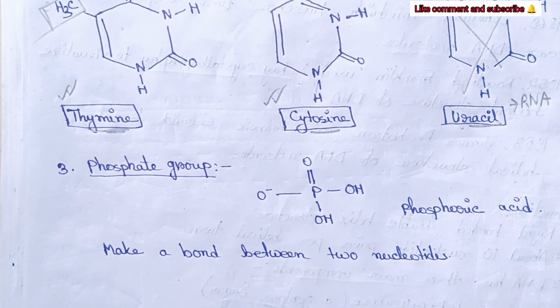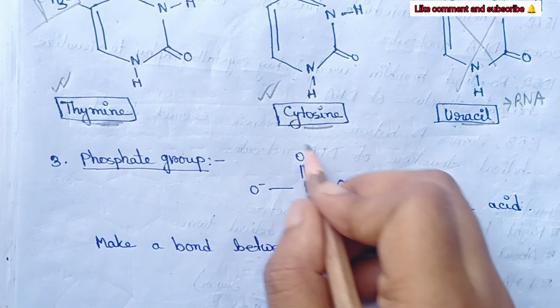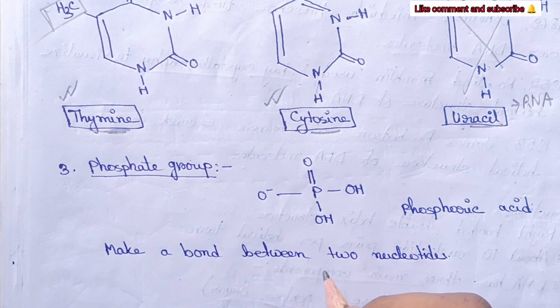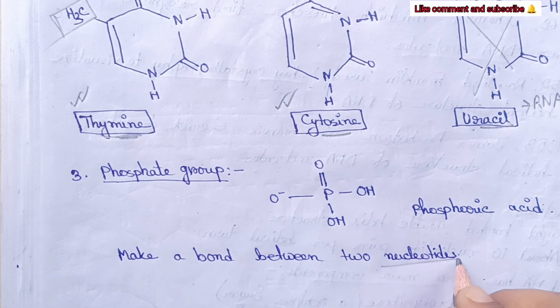Then the phosphate group. This is the structure of phosphoric acid, which helps to make a bond between two nucleotides.